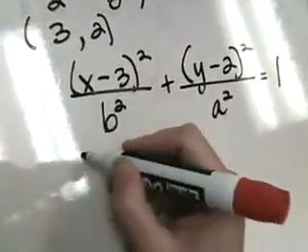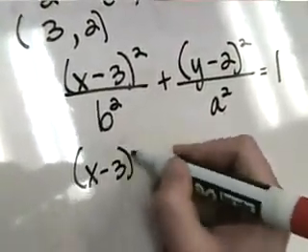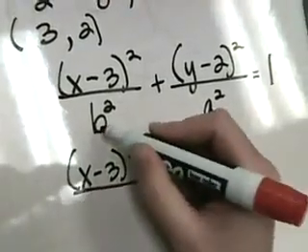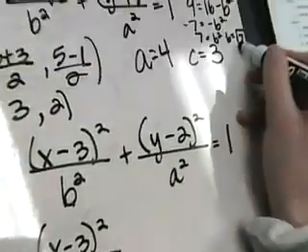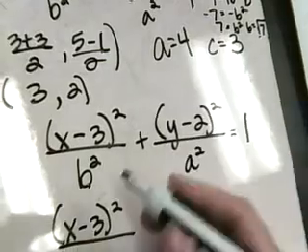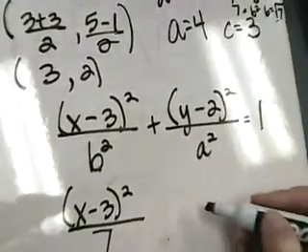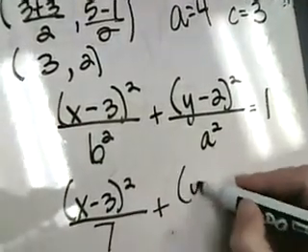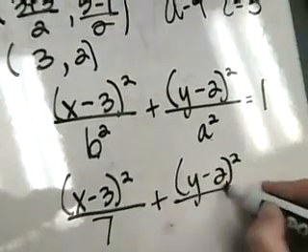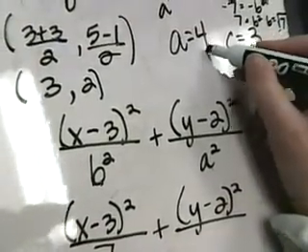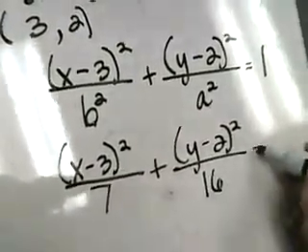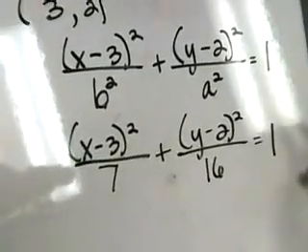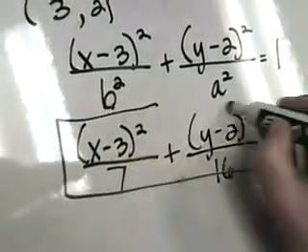So my final answer then will be x minus 3 quantity squared. We know b is the square root of 7. So b squared, remember, was positive 7, plus the quantity of y minus 2 squared over a is 4. So a squared is 16, equal to 1. There's my final answer.